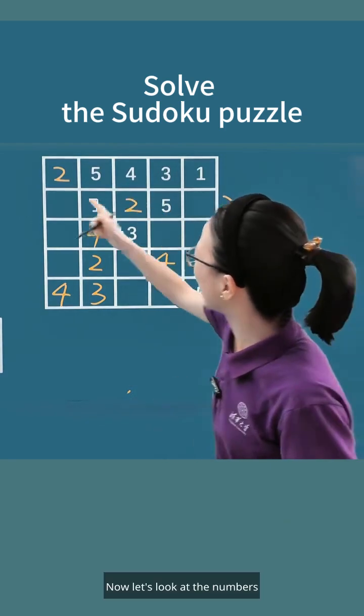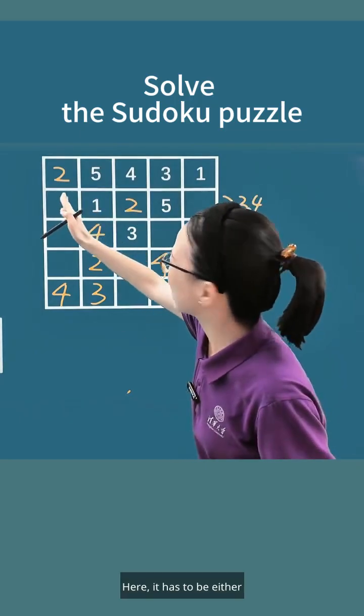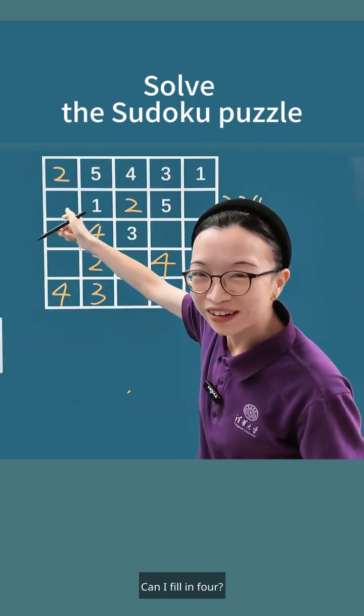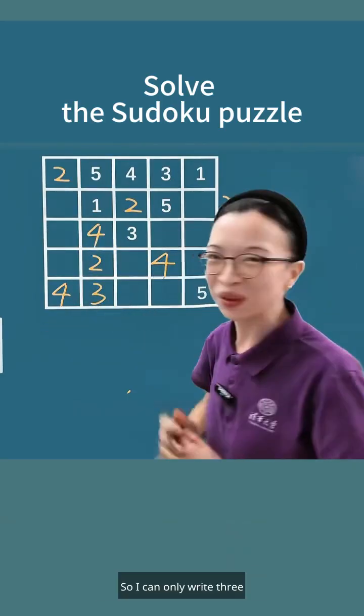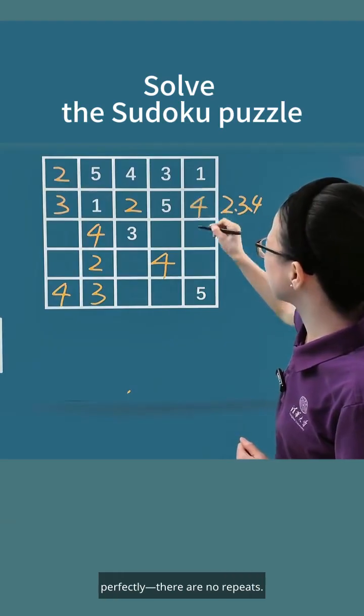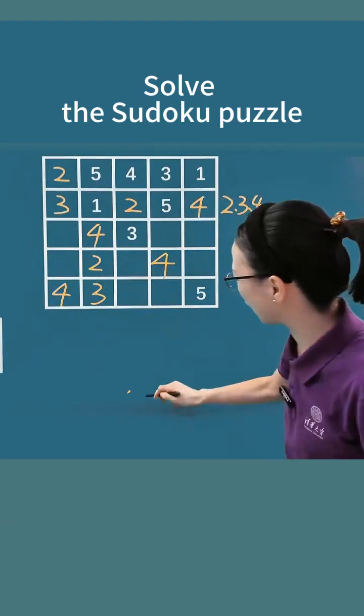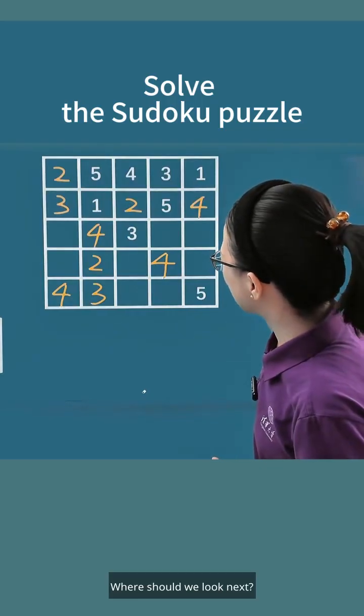Now let's look at the numbers on both sides. Okay, I filled in 2. Here, it has to be either 3 or 4. Can I fill in 4? No, because there's a 4 below, so I can only write 3 here, which means this one must be 4. See, it works out perfectly. There are no repeats. So this row is also completed. Let's keep going. Where should we look next?